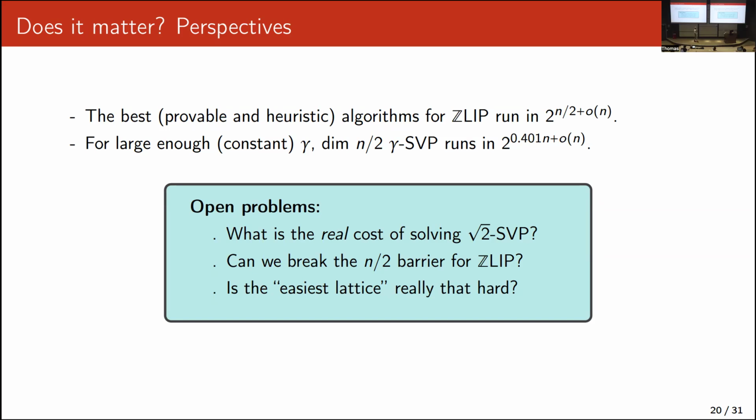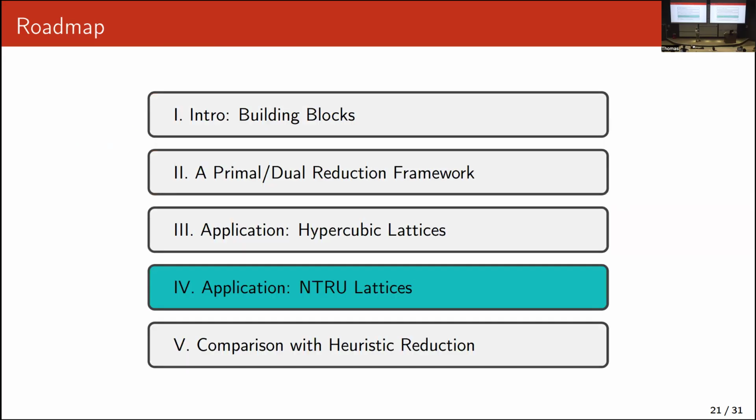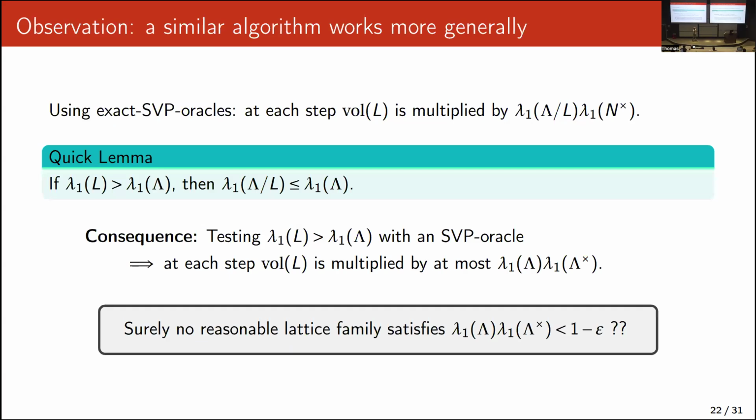So this asks a real question: what's the real practical cost of solving square root 2 SVP? And if this is less than 2 to the 0.5 n, then maybe we can break the n over 2 barrier in the exponent for lattice isomorphism problems. So this would be nice, but we don't really know. It's also a bit provocative to think that this is the easiest lattice and we don't really know how to efficiently reduce it. All right, so now for applications to the NTRU lattice, or some NTRU lattices.